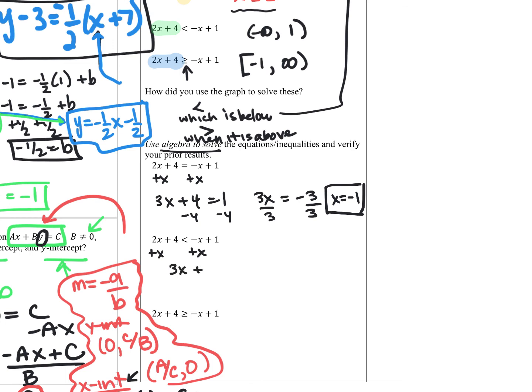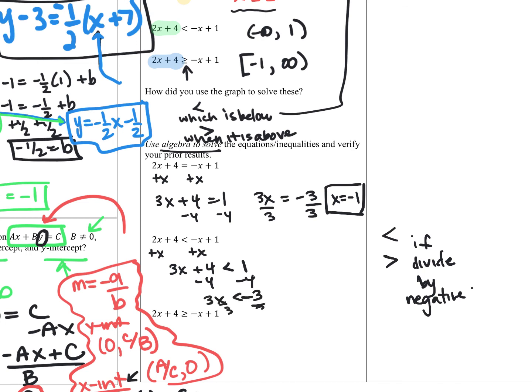The only thing different when you solve an inequality is that the sign will flip if you divide by a negative, but we don't have that here. Or if you multiply by a negative. And so we're going to have 3x plus 4 is less than 1, minus 4, minus 4. We get 3x is less than negative 3, divide by 3, x is less than negative 1, which x is less than negative 1 is the same as the interval negative infinity to negative 1. So those are both the same.